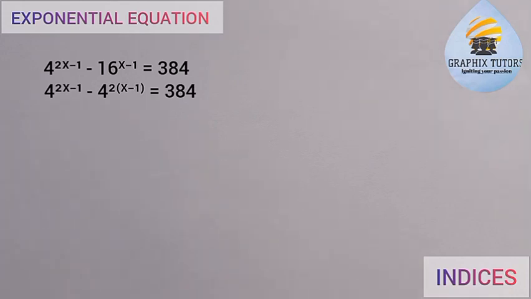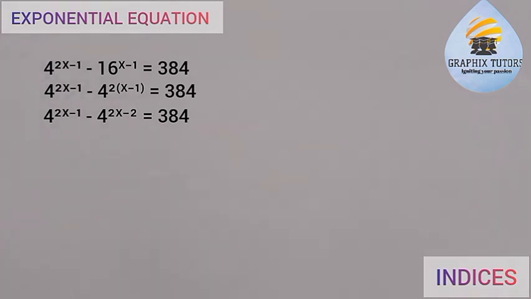Now the next thing is I'm going to expand the 2 into bracket x minus 1. So I'm going to have 4 to the power of 2x minus 1, minus 4 to the power of 2 times x in the bracket to give me 2x, and 2 times 1 will give me 2. So that equals 384. Now I discovered that I have 4 to the power of 2x minus 1 and I also have 4 to the power of 2x minus 2.